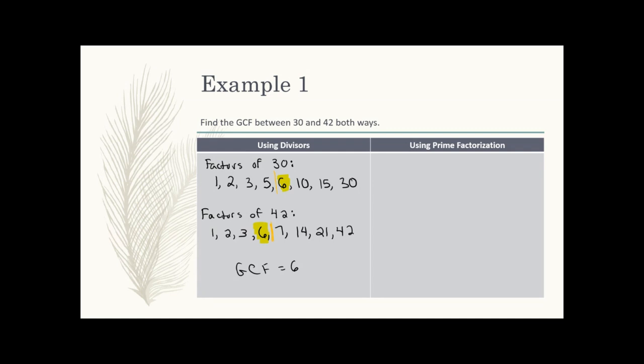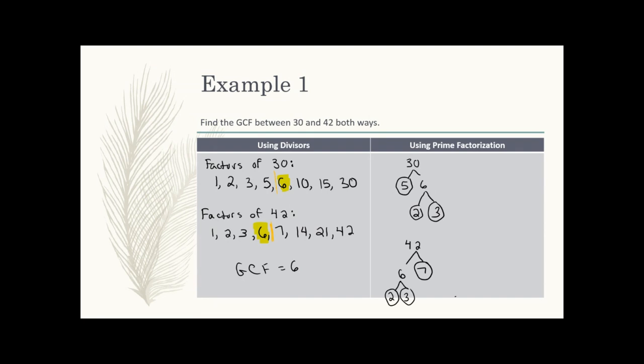The next method is prime factorization. So I'm going to be making my factor tree. I'm going to start with 30. And 30 is 5 times 6. 5 is prime. And then 6 is 2 times 3, and 2 and 3 are prime. Then I'm going to make a factor tree for 42. So 42 is 6 times 7. 7 is a prime number. And then 6 is 2 times 3.